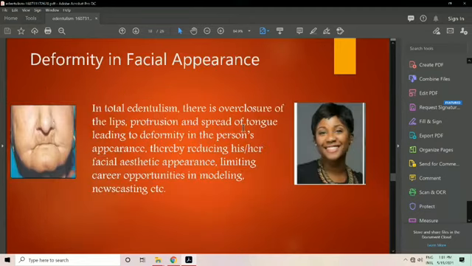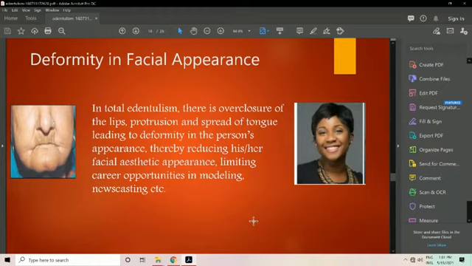Deformity in facial appearance. As we have seen in elderly patients, if there are total missing teeth, that is anterior and posterior, the lower facial height is reduced and the appearance of the patient is not symmetrical or not pleasing. So in a total edentulous patient, there is overclosure of the lips, protrusion and spread of the tongue, leading to deformity in the person's appearance, thereby reducing his or her facial aesthetic appearance, limiting career opportunities in modeling and newscasting, etc.